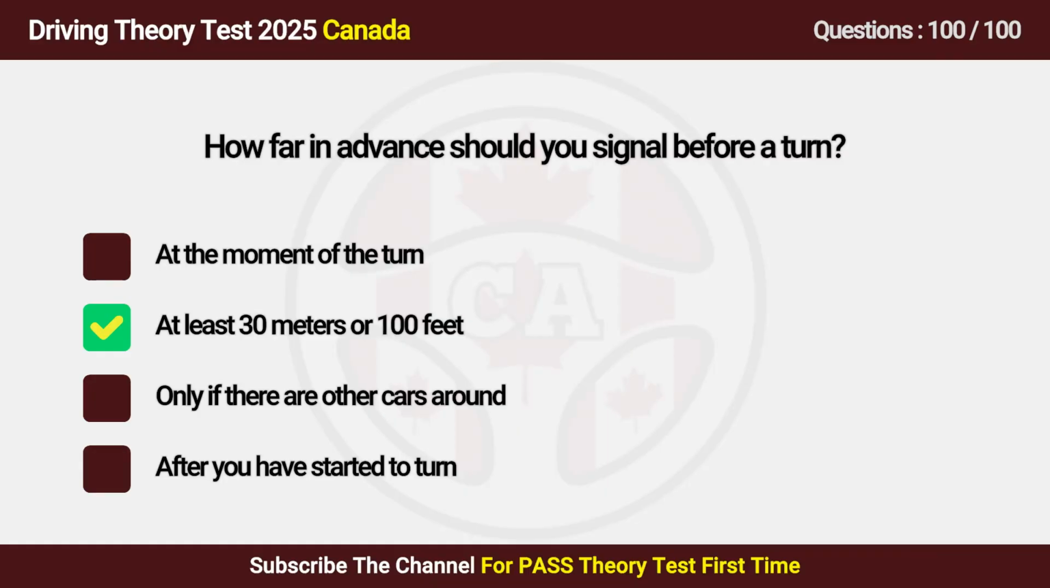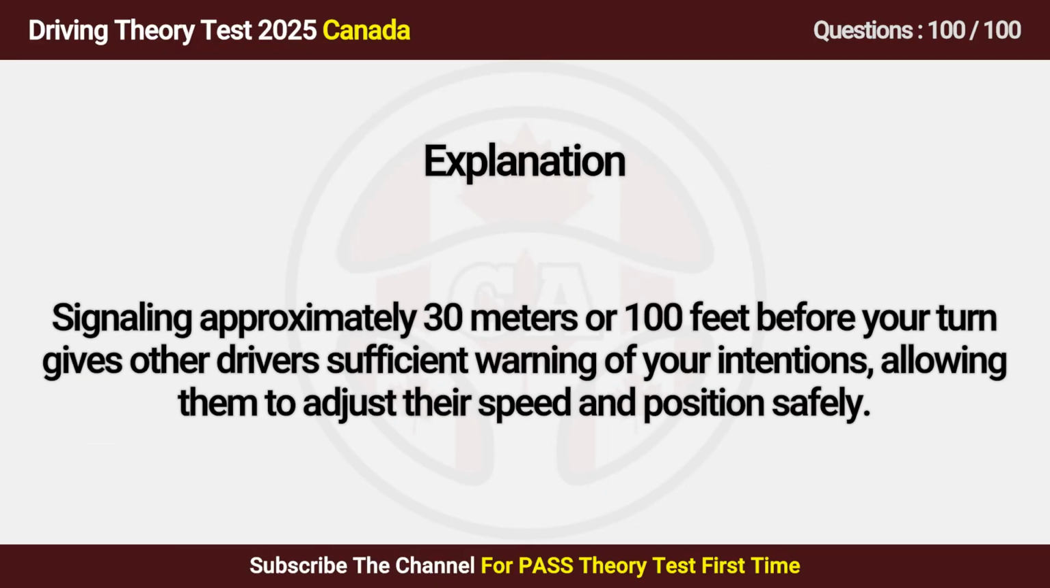Answer is B. At least 30 meters or 100 feet. Signaling approximately 30 meters or 100 feet before your turn gives other drivers sufficient warning of your intentions, allowing them to adjust their speed and position safely.